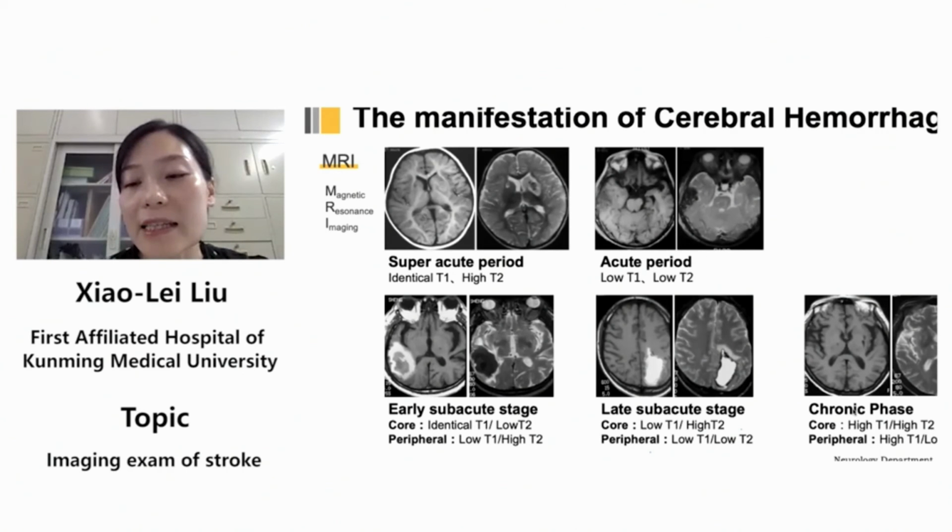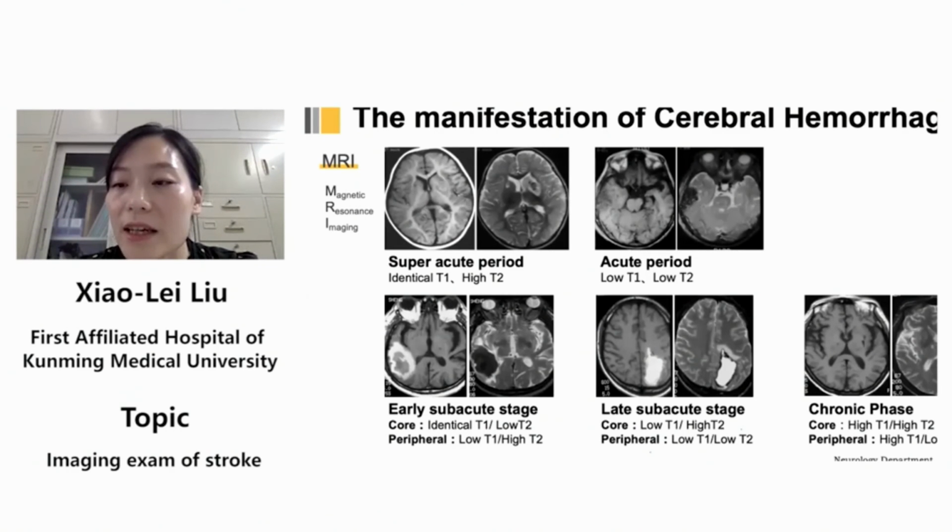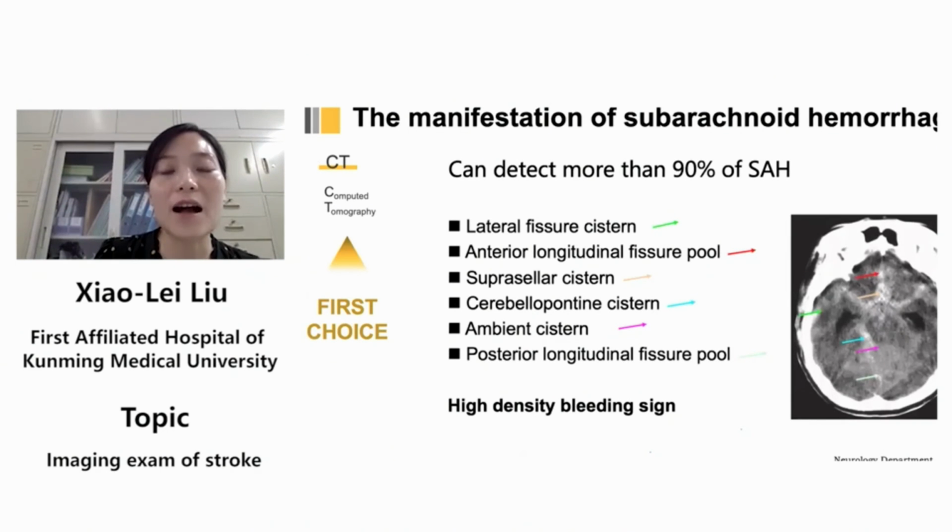And in a chronic phase, the core is high T1 weighted here, and here, high T2 weighted. But the peripheral areas have high T1 weighted here, and low T2 weighted here. So it's very complex on the MRI.